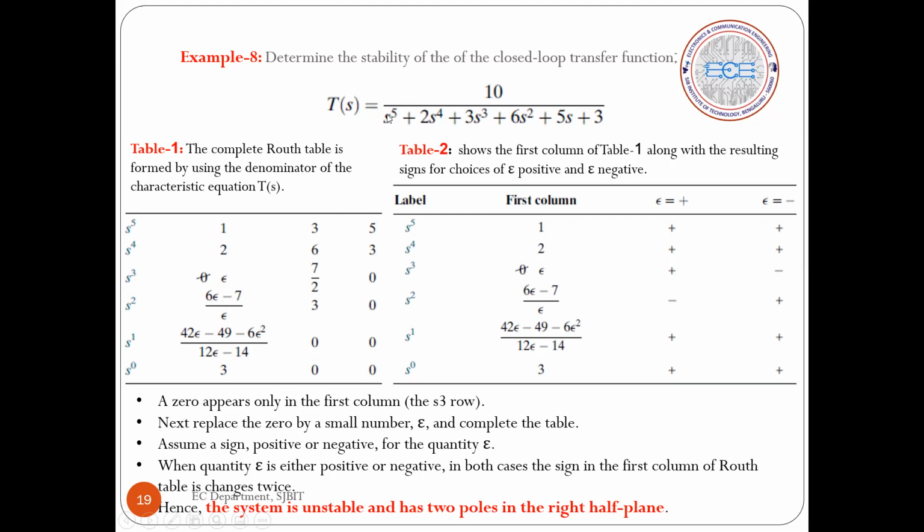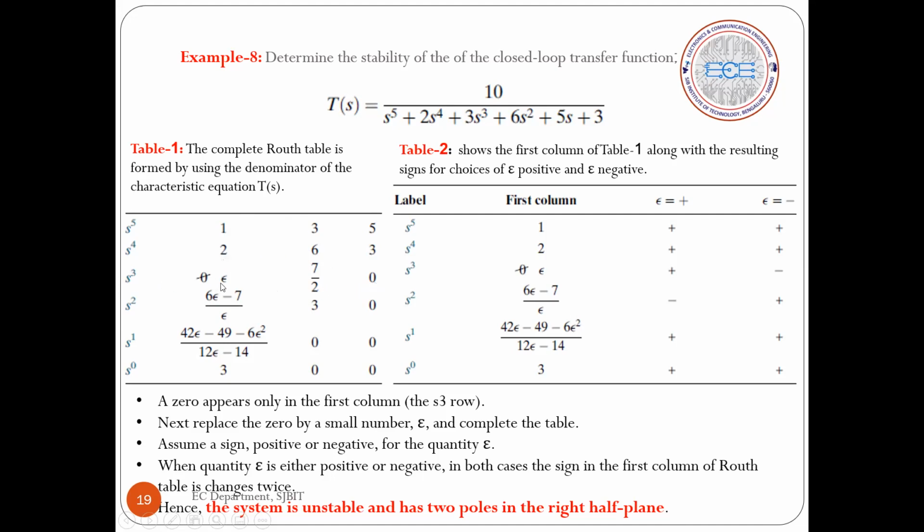So how can we fill up the first two rows? s power 5 is the highest power we have, and its coefficient is 1. Pick up the next alternate number for the next element of the row, and we don't have any element after this 5, so we will stop. So 1, 3, 5 are the coefficients, and the missed coefficients we take in sequence, that is 2, 6, 3, in the second row. This is how we fill up the first and second rows of the Routh-Hurwitz table, and the third row, the s power 3 row, we have to compute.